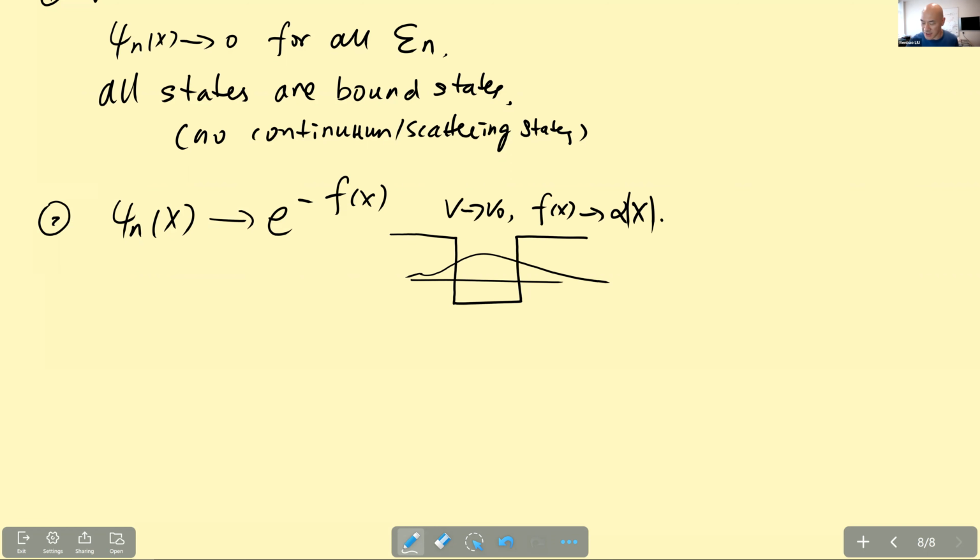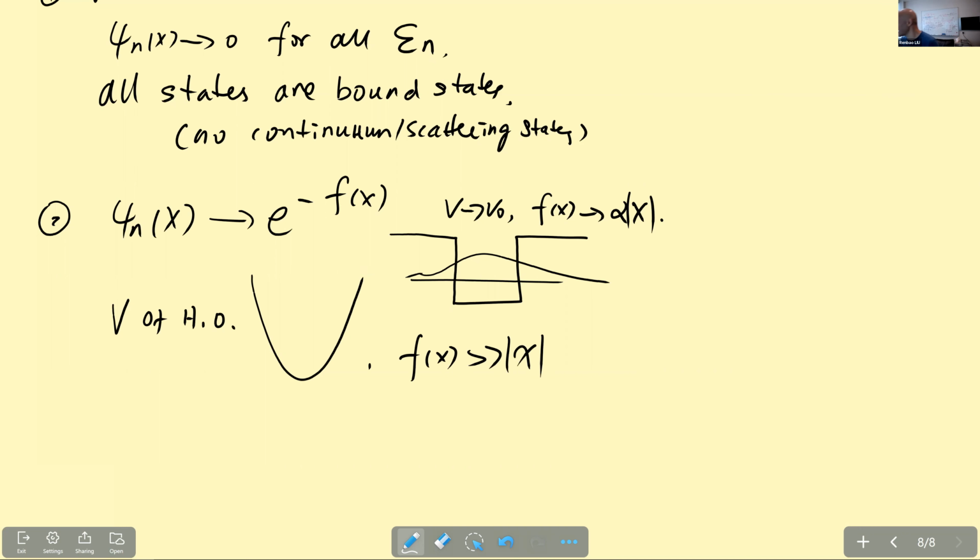But now this V, the potential of this harmonic oscillator, is something like this one. So this one goes to infinity. So that means we must have f(x) much greater than x for large x, right? Okay. So this is one thing that we should keep in mind.